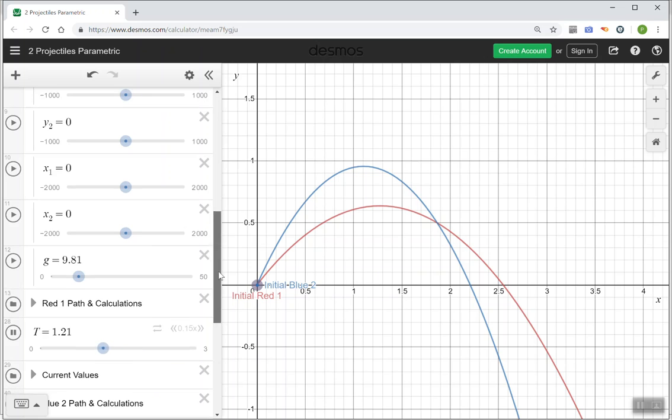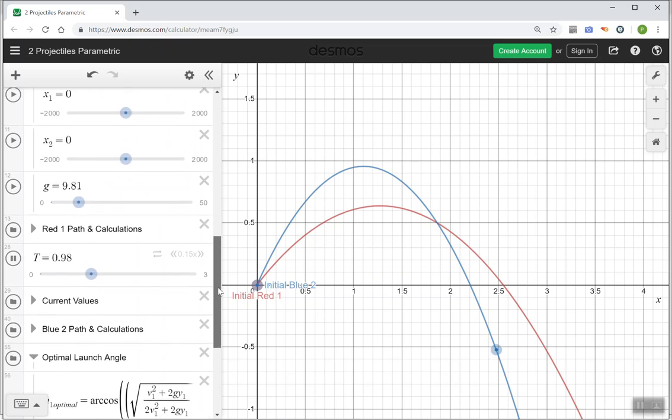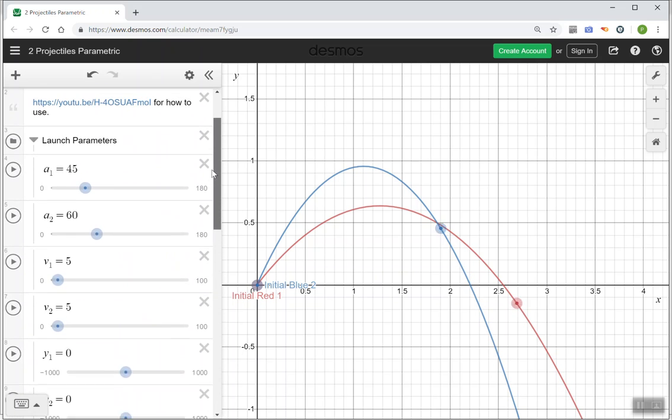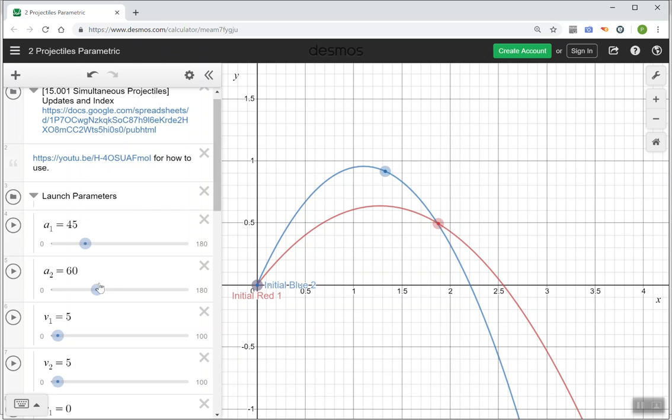So if I was to change the angles like I was doing before, you'll see that. So if I change this, I'll change this one. Now the red one takes more time, it doesn't go as far. Now it's a trade-off. The optimal angle, at least for a ground launch, is 45 degrees. 45 degrees from the same height will cause it to go the farthest.